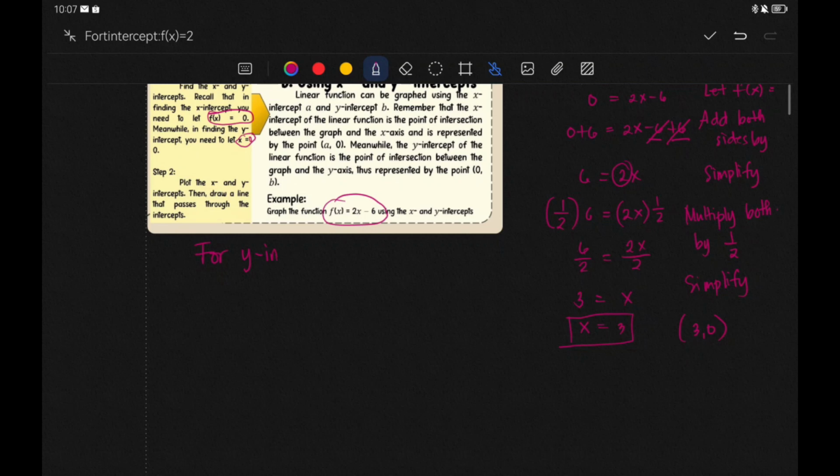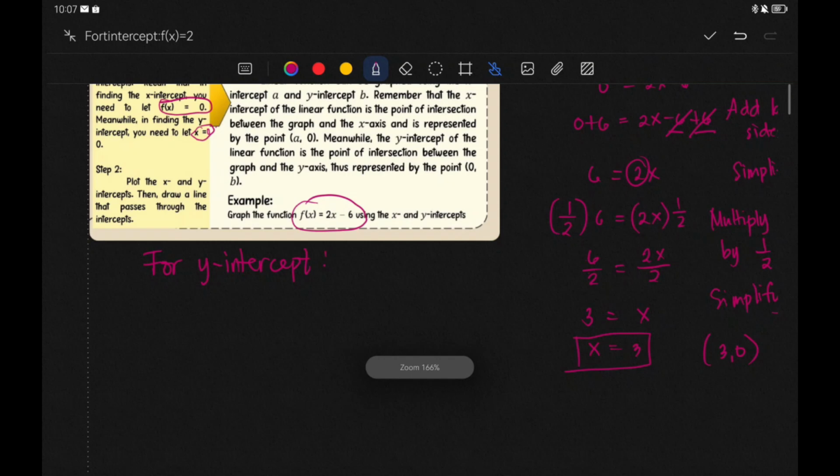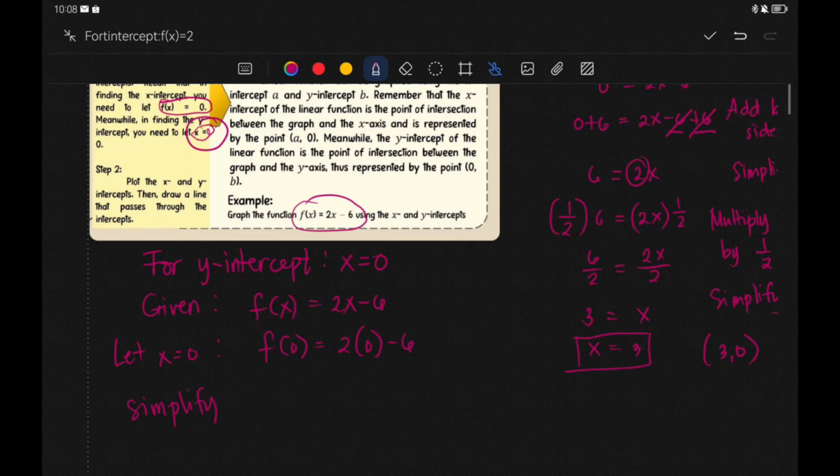For y-intercept, we are going to let x is equal to 0. So, with the given, we have f of x is equal to 2x minus 6. Let x is equal to 0. That will become f of 0 equals 2 times 0 minus 6. And simplify. So f of 0 is equal to 0 minus 6. F of 0 is equal to negative 6.